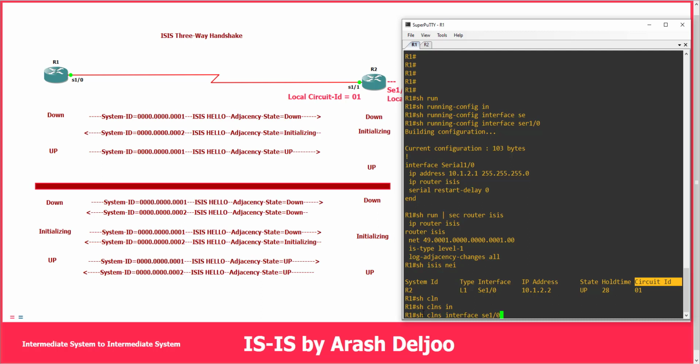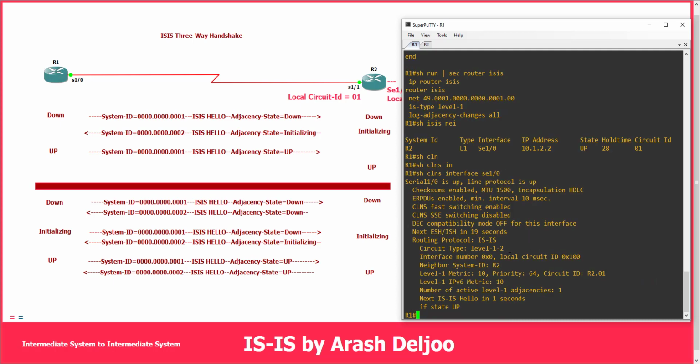First, let me show you the show clns interface output of serial 10 of R1. Look at here. In R1, we can see that the local circuit ID is 0x100. This is different from the circuit ID that I mentioned before, because you know that the circuit ID has only 1 byte length, or 1 octet. But here we have a different value for the local circuit ID. Why is the local circuit ID here 0x100?